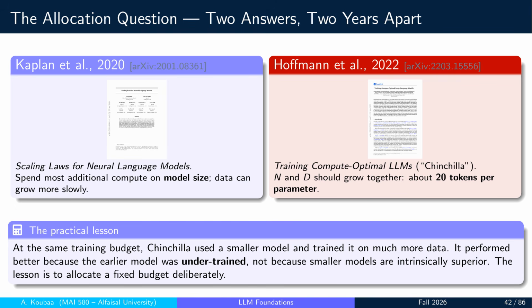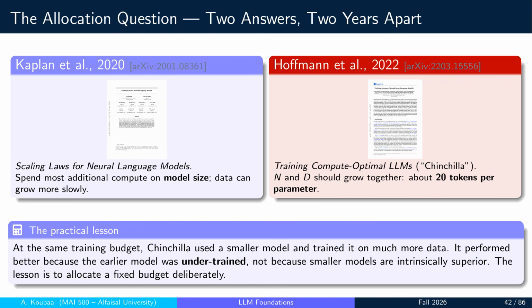On the right, Hoffman and colleagues in 2022, the Chinchilla paper. Their finding was that the earlier recommendation was wrong. N and D should grow at the same rate, roughly 20 training tokens for every parameter. And they demonstrated it. A 70 billion parameter model matching and beating models of 175 billion and 530 billion at comparable budget. Now, read the practical lesson at the bottom carefully, because it's easy to draw the wrong conclusion. At the same training budget, Chinchilla used a smaller model and trained it on much more data, and it performed better.